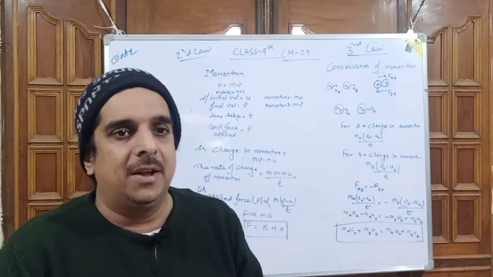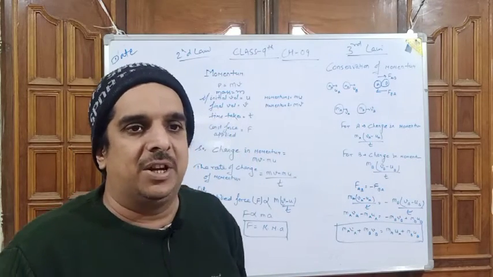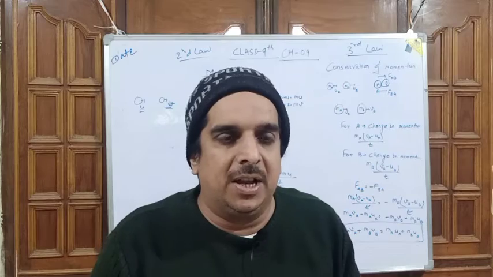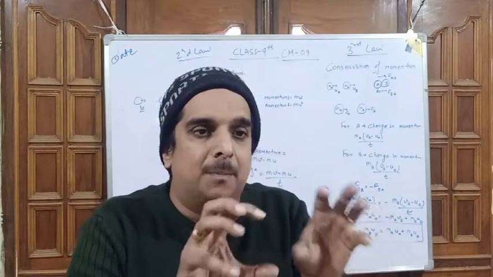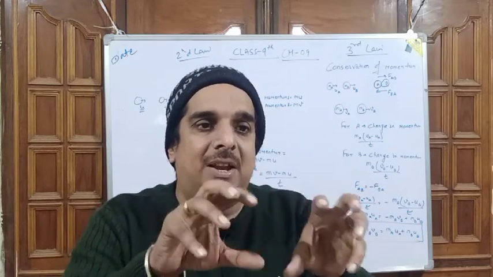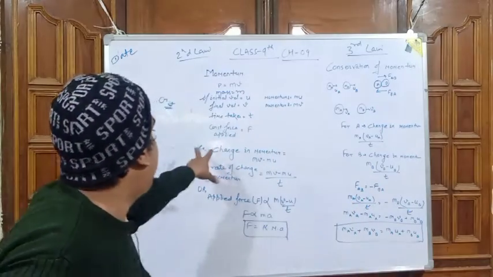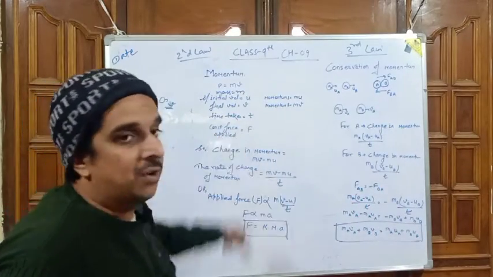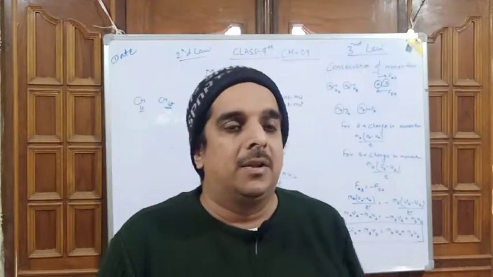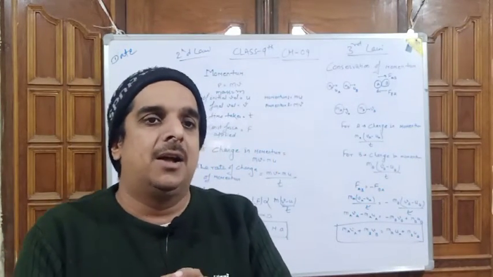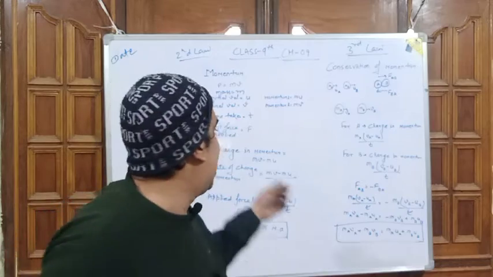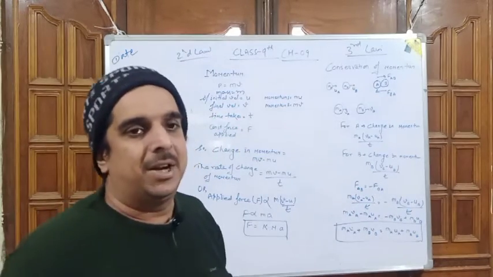Here what I am seeing is that the initial velocity is u and the final velocity is v. It means some force is acting on the object. So here I wrote that a constant force applied on an object for the change in the velocity will be represented as F.